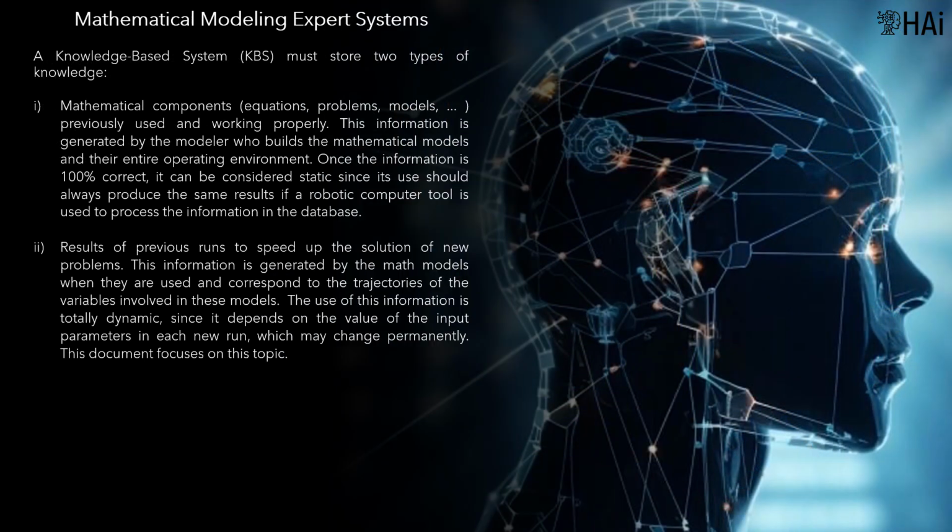Mathematical Modeling Expert Systems. A knowledge-based system, KBS, must store two types of knowledge: mathematical components, equations, problems, models, previously used and working properly. This information is generated by the modeler who builds the mathematical models and their entire operating environment. And results of previous runs to speed up the solution of new problems. This information is generated by the math models when they are used, and corresponds to the trajectories of the variables involved in these models. The use of this information is totally dynamic, since it depends on the value of the input parameters in each new run.